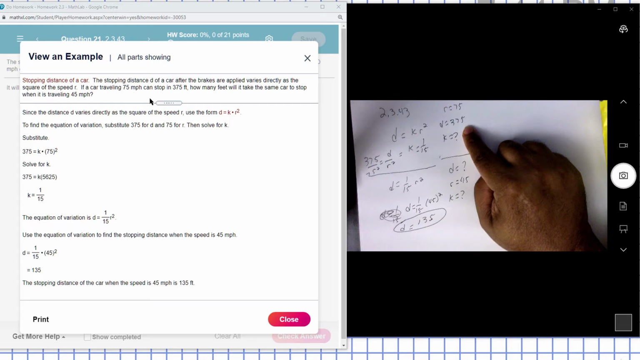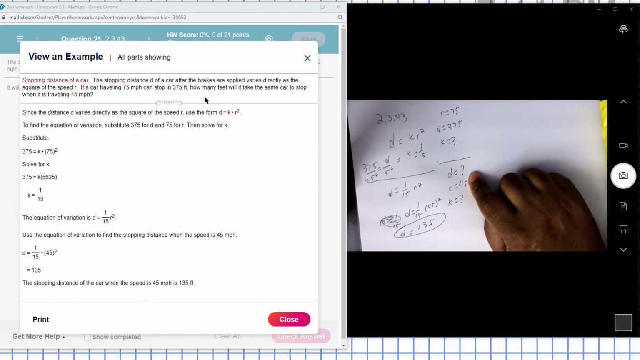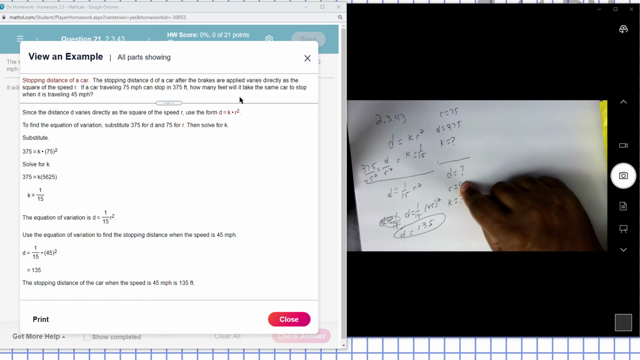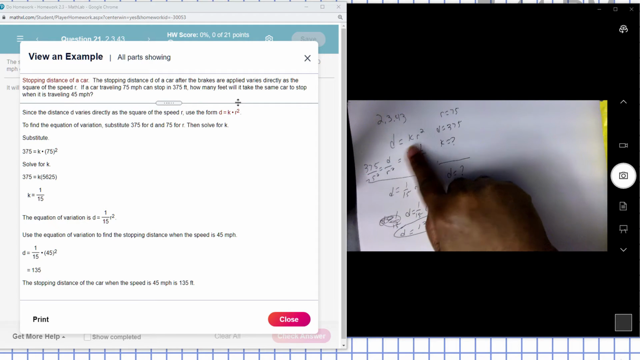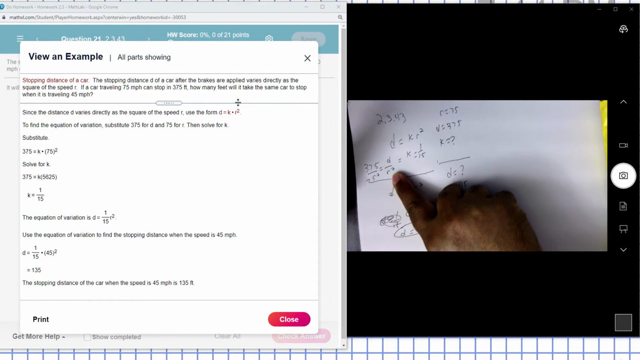375 feet. The new set of conditions: how many feet will it take the same car to stop going at 45 miles per hour? So we want to find some new D here. We still don't know what K is, but we can plug in and solve for K. K would be equal to D divided by R squared.